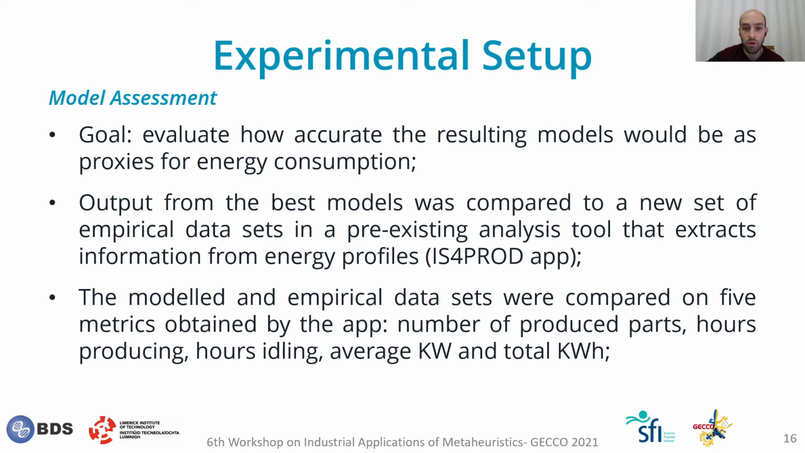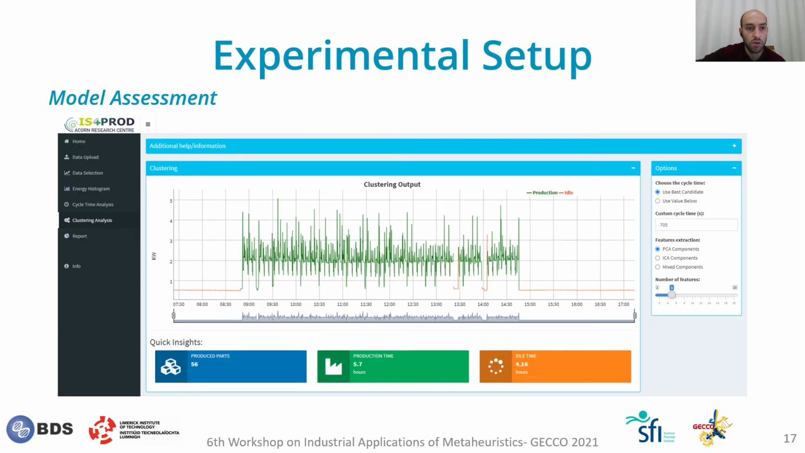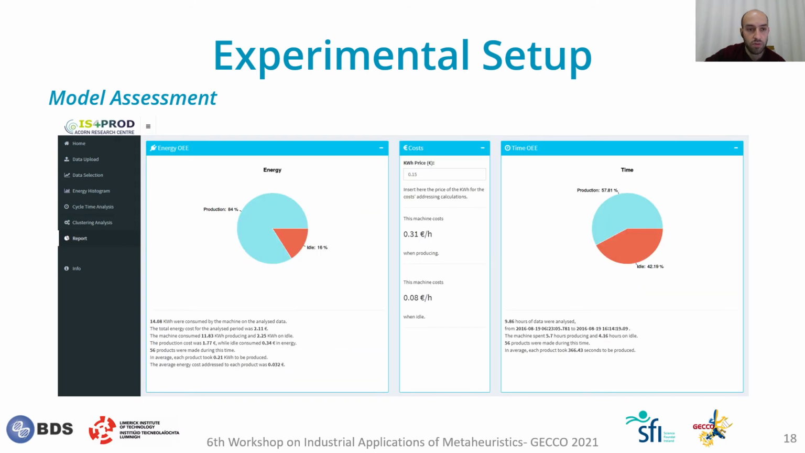So basically the number of produced parts, the number of hours producing, the number of hours idling, the average kilowatt, and also the total kilowatt hours, so basically the energy consumption. And here these are just screenshots from the app itself, so we can see that the energy profiles were loaded into the app, and then we can see some of these quick insights. So for example, the number of produced parts, production and idle times, and all these different metrics. Also energy OEE, time OEE. So these are all metrics extracted from the app.